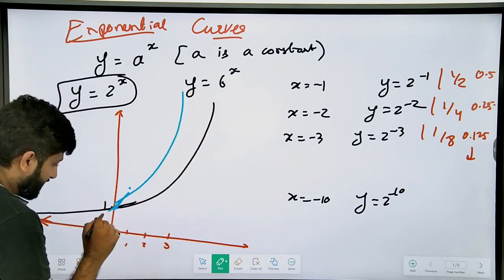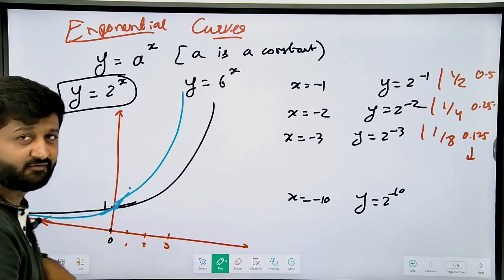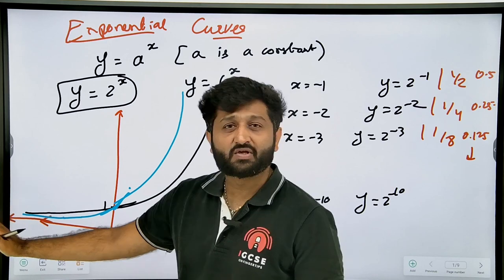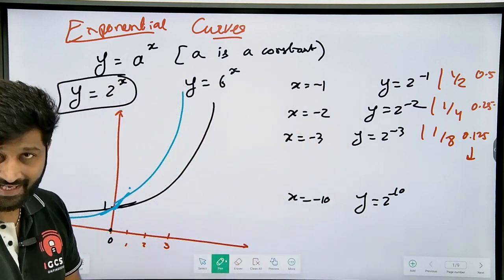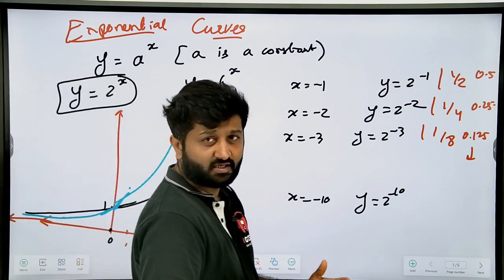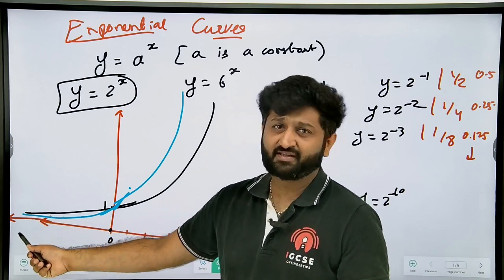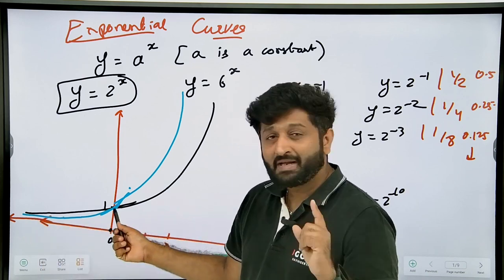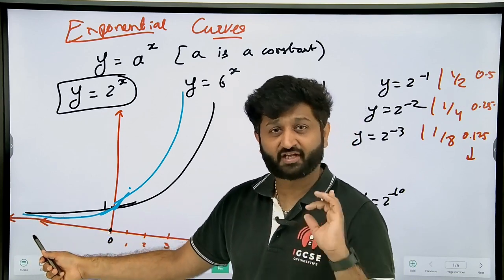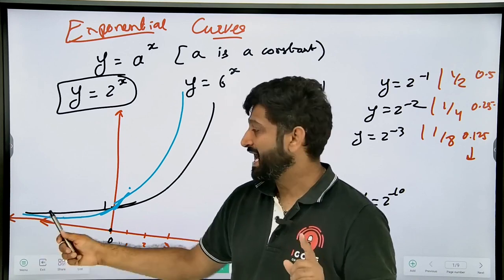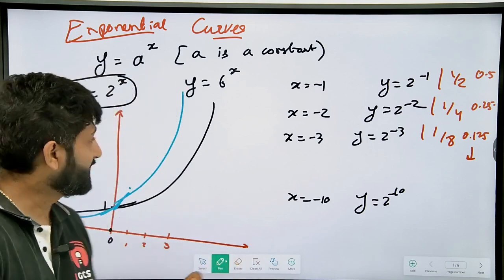And in the same way, it will also decrease very rapidly with the increasing negative value of x. This is how the exponential curve is going to look. This is an increasing exponential curve. Always ensure that the graph does not touch the x-axis and that you have mentioned the y-intercept. The graph should not touch the x-axis and it should have a proper intercept.